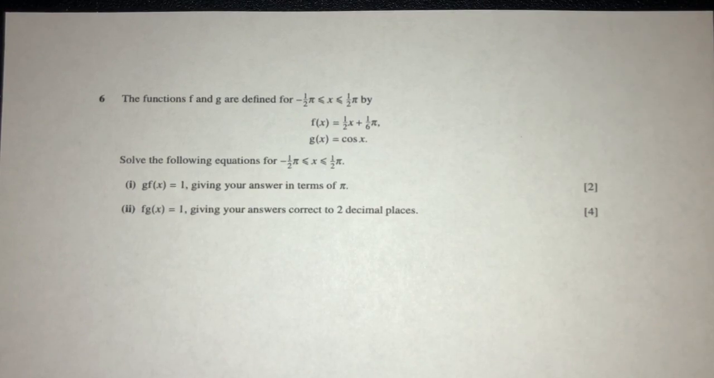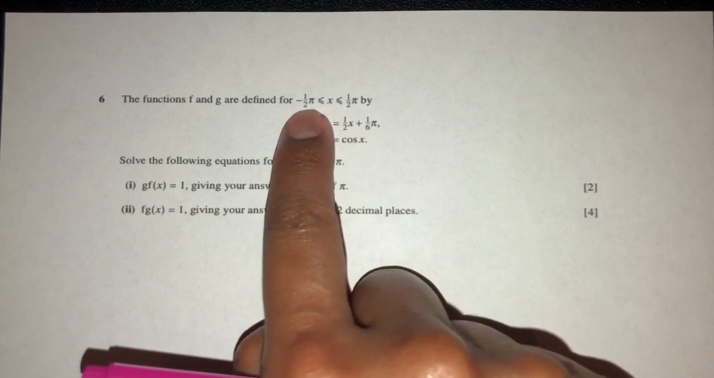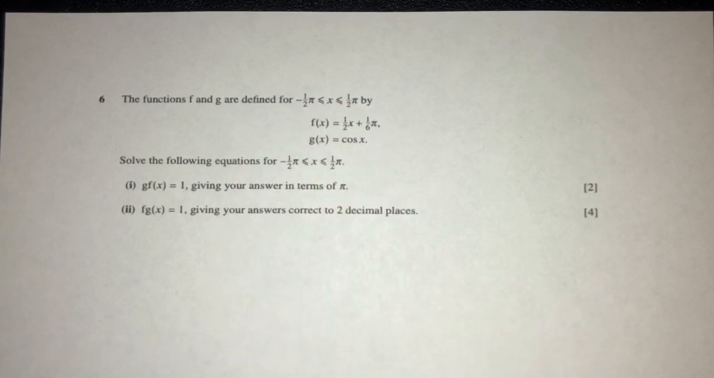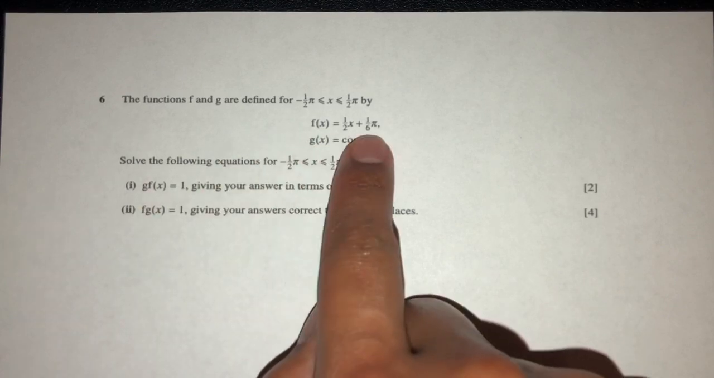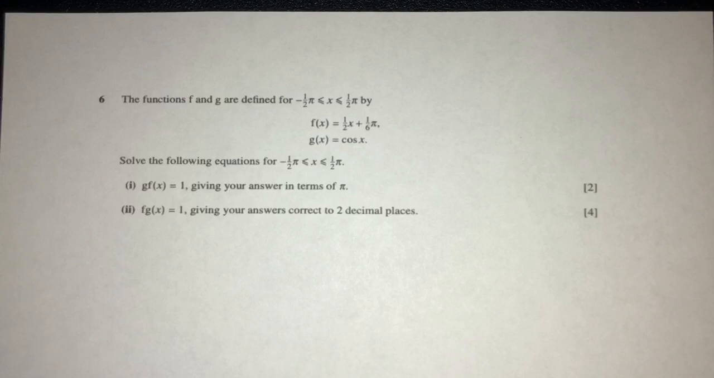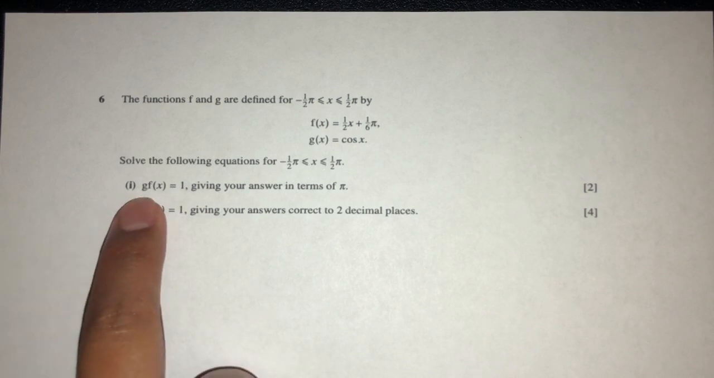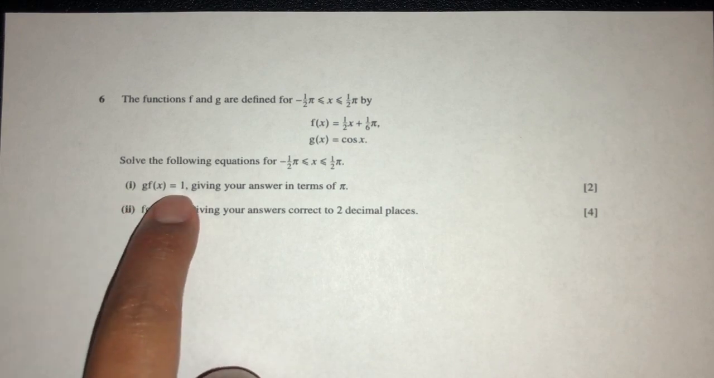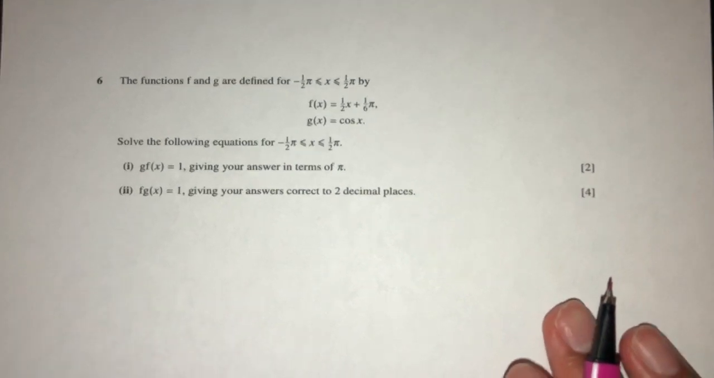The functions f and g are defined by the following, where x is between minus half pi and half pi. Now we know f of x is given to you by this, and g of x is given to you by this. Okay. So solve the following equations for the value of x. Part 1, g of f of x is equal to 1. So let's solve.